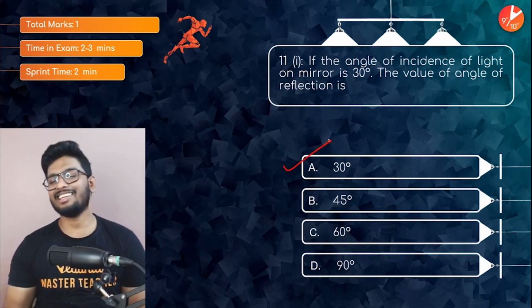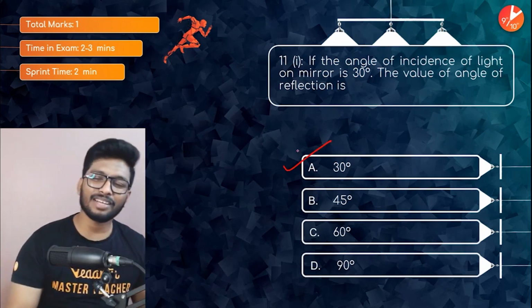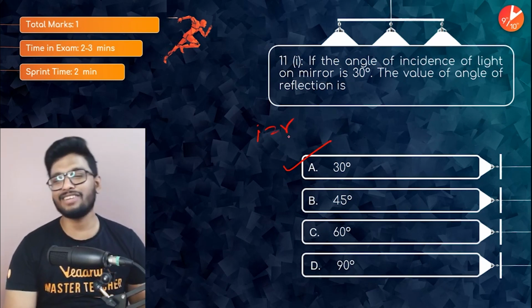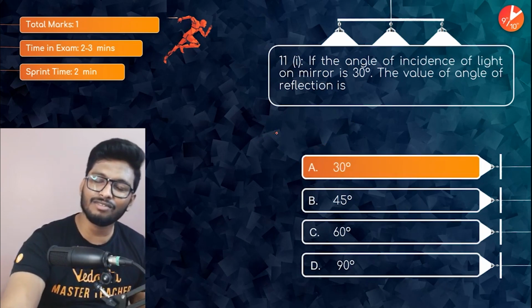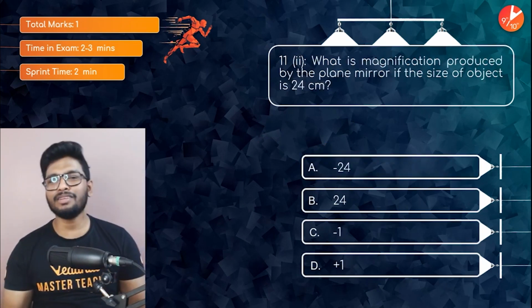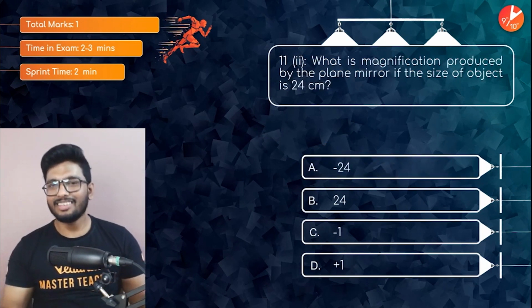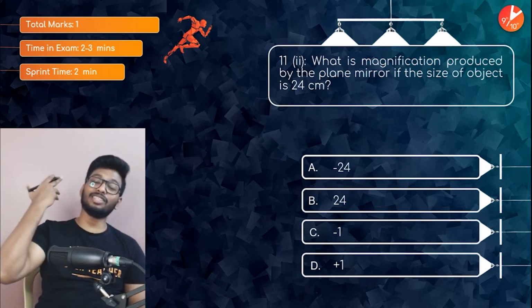It's 30 degrees. It is going to be 30 degrees, guys, because the angle of incidence is always equal to the angle of reflection in the case of reflection. So if the angle of incidence is 30 degrees, the angle of reflection also has to be 30 degrees. Simple. Easy funda.